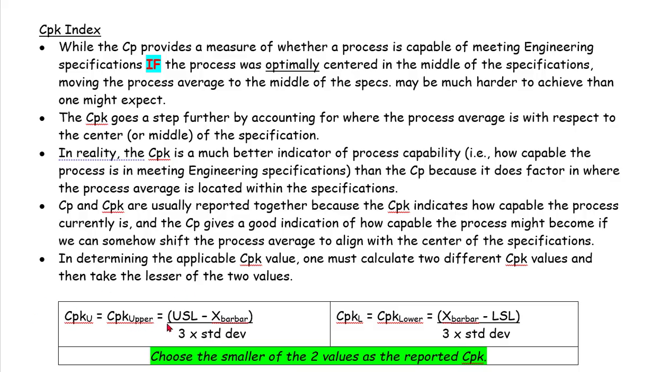Notice here, upper specification limit occurs first. Here, lower specification limit occurs last. And the reason is generally it's going to arrive at a positive number. Upper specification limit should be larger than the X bar, so it'll give you a positive number. Similarly, the X bar should be larger than the lower spec limit, giving you a positive number.